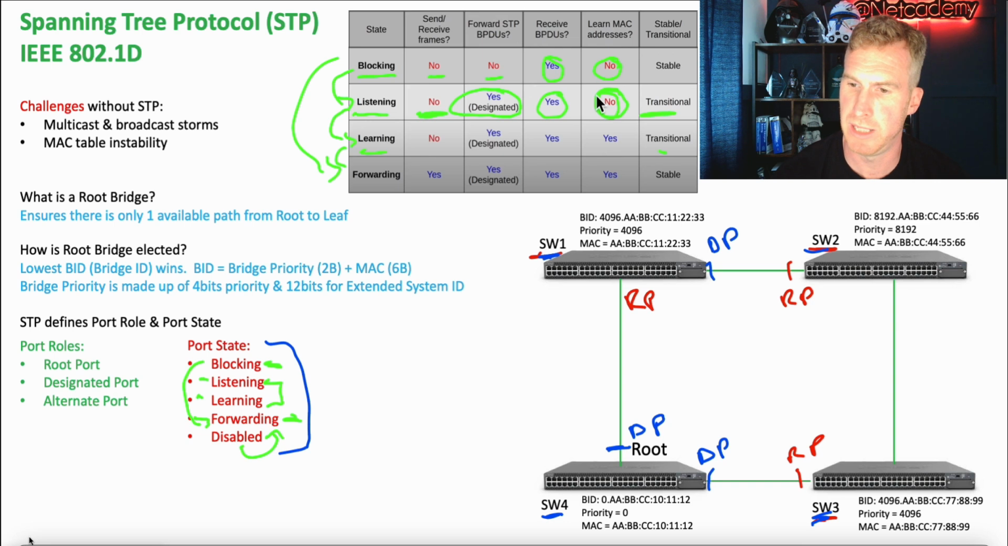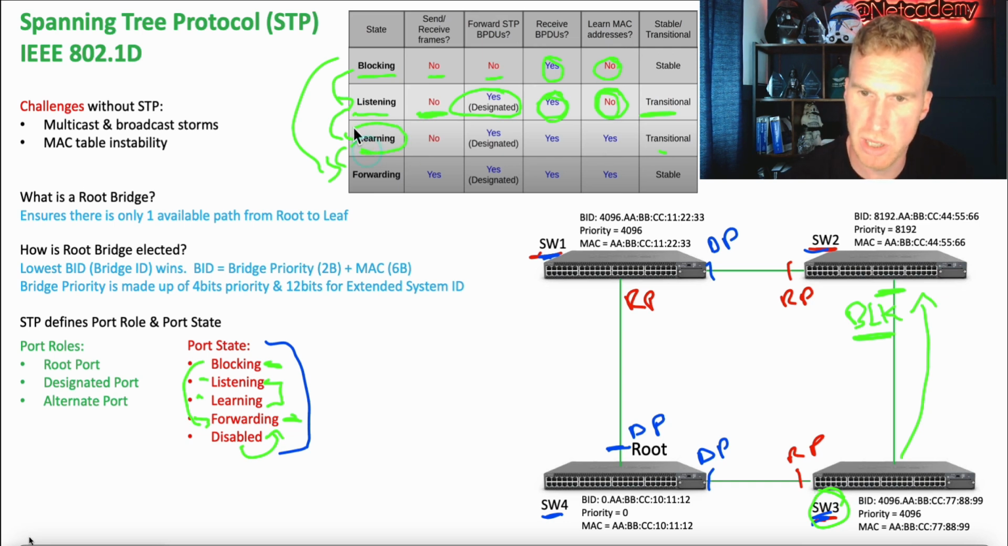So if SW3 is sending over to SW2, let's say this port here was blocked, BLK for short, then it's not going to really receive and process those frames, but it's still going to listen in on those BPDUs to know that SW3 is there alive and active. And then it will transition to the learning state, where it's not sending or receiving frames out of that interface. It can forward BPDUs. We're receiving BPDUs, but now we are learning the MAC addresses contained in those frames.